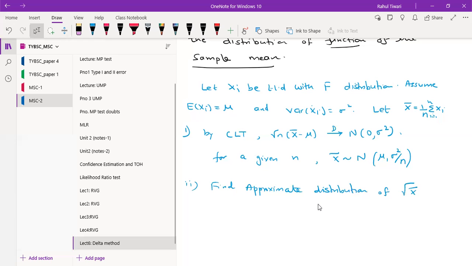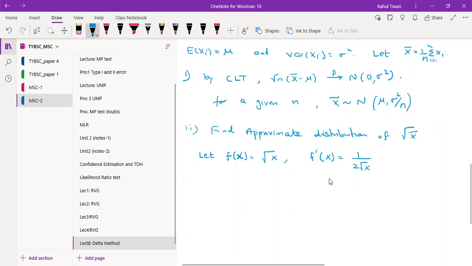But what would be the approximate distribution of root of your x bar? We need to get the root of this x bar. So how can we get this? Let's define this function f. Let f of x become root of x, for example. I'm just considering this function. So f of x becomes this. So one can get the first derivative. What would the first derivative be here? It's 1 upon 2 root x. Correct? It's 1 upon 2 root x.